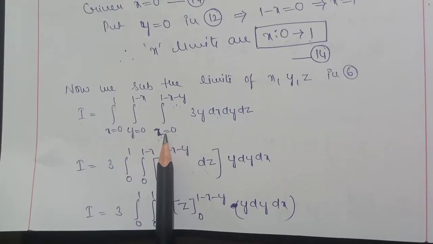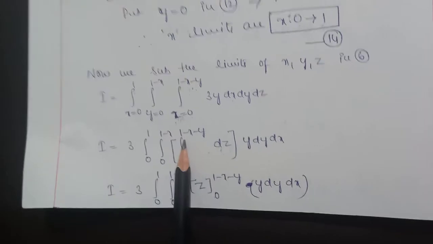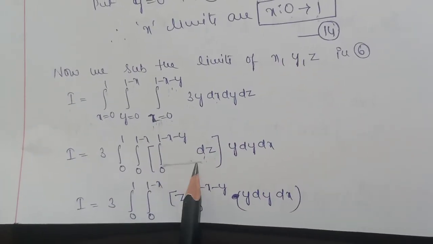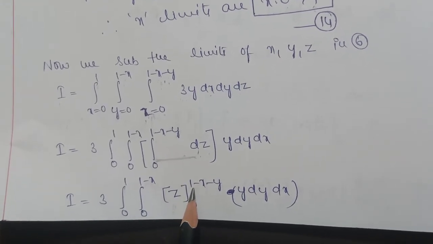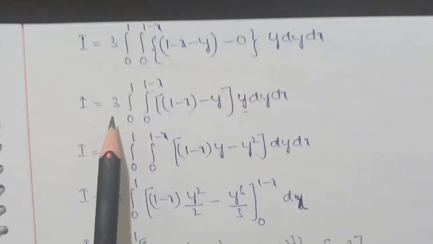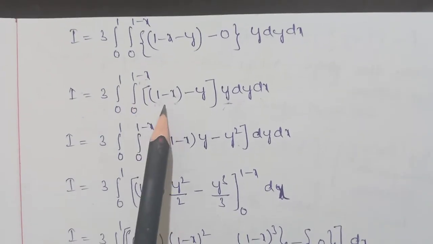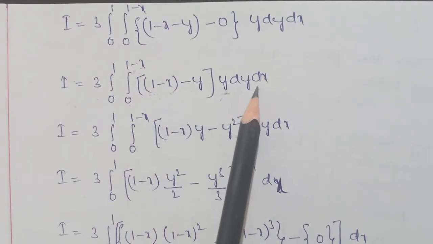So first you are integrating with respect to z. Here we have taken the integral of 0 to 1 minus x minus y dz. Now first you integrate this particular part, you will be getting z. Then apply the upper limit minus lower limit. On applying the upper limit minus lower limit, we get the value as I is equal to 3 integral 0 to 1, 0 to 1 minus x, (1 minus x minus y) dy dx.